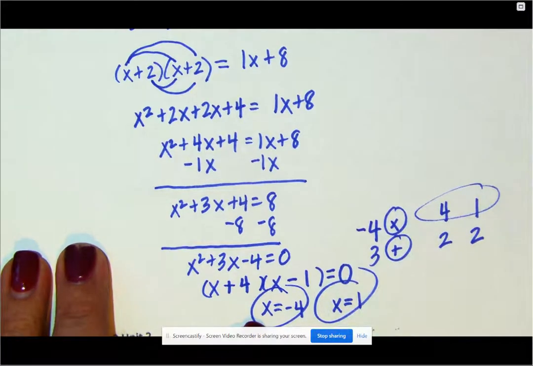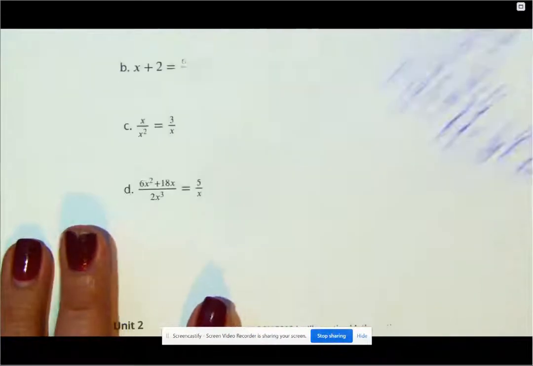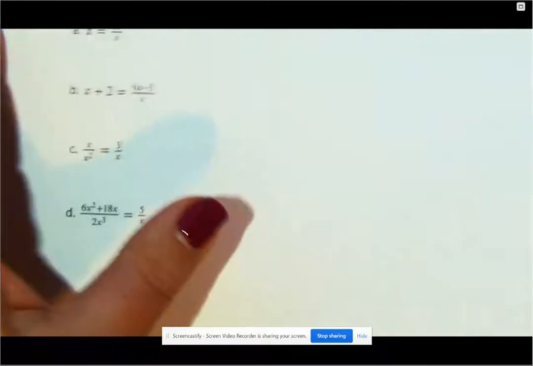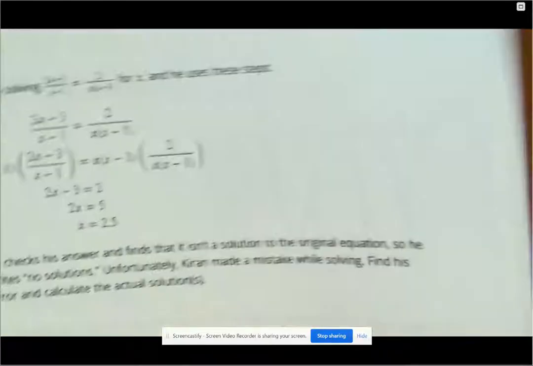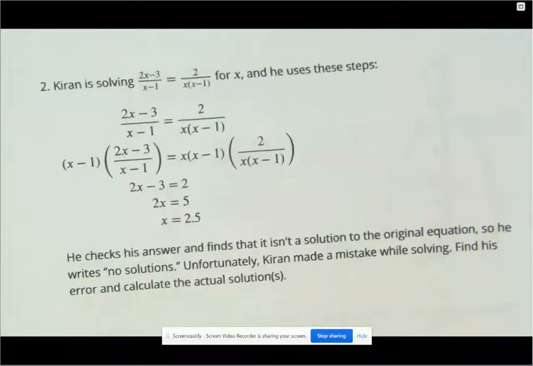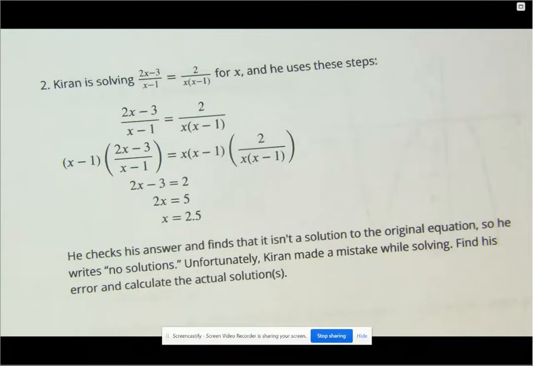Okay. Number 2. We're analyzing some student work here. It says Kieran is solving 2x minus 3 over x minus 1 equals 2 over x times x minus 1 and uses these steps. He checks his answer and finds that it isn't a solution to the original equation, so he writes no solutions. Unfortunately, he made a mistake.